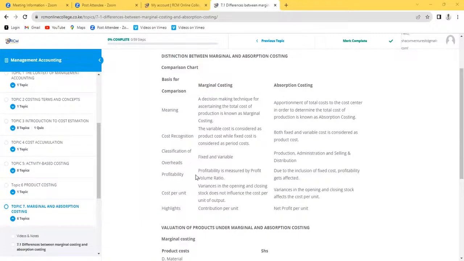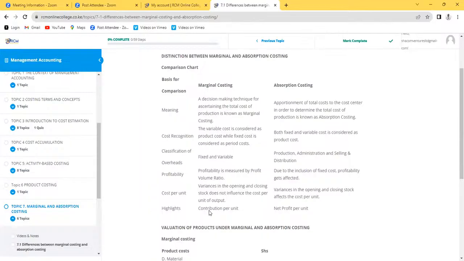Okay, then you now come to this part here, cost per unit. Here, stock does not influence the cost per unit of output, that is marginal. Then here, variances in the opening and closing stock affect the cost per unit. The variances in the opening and closing stock occur due to the differences in the absorption rate. We have over and under absorption.